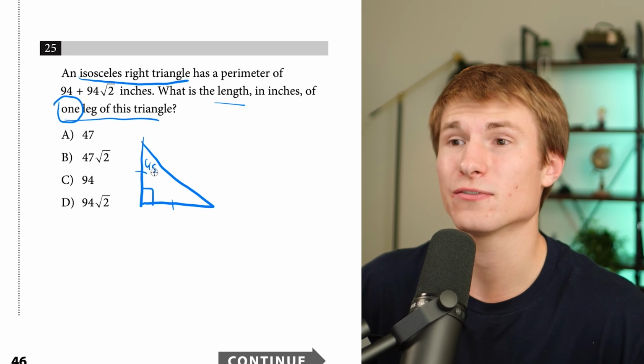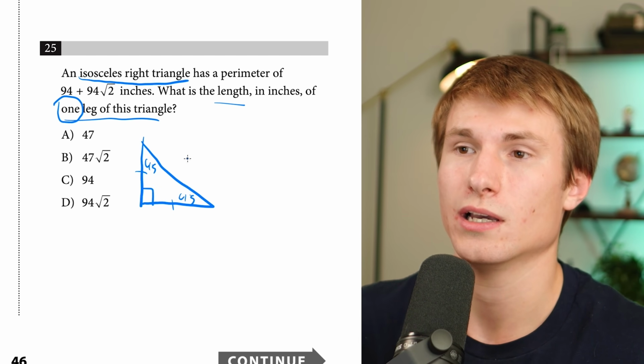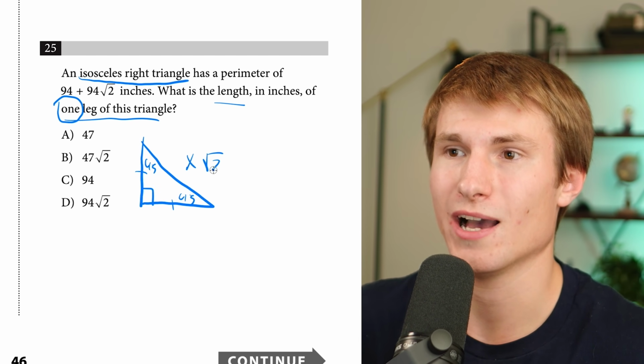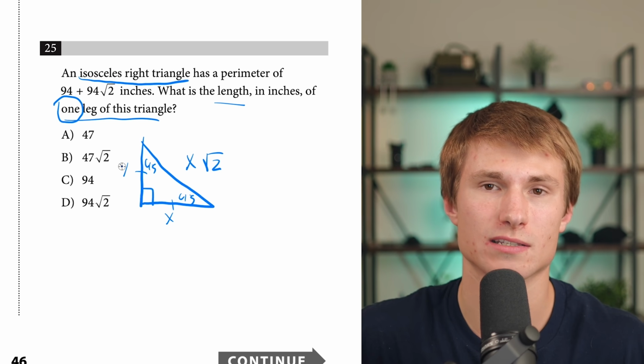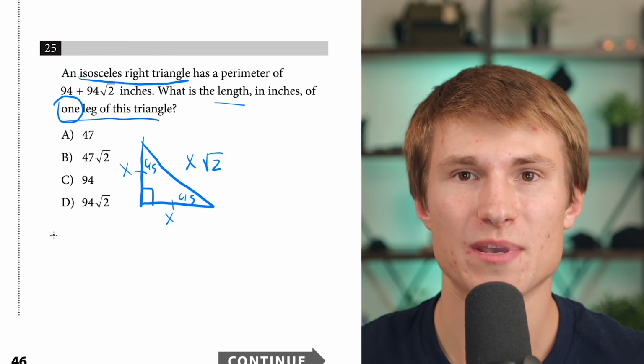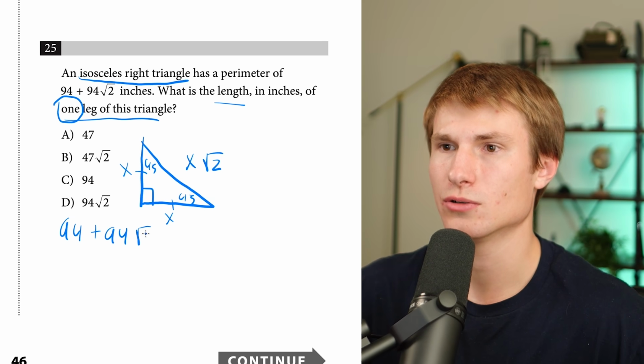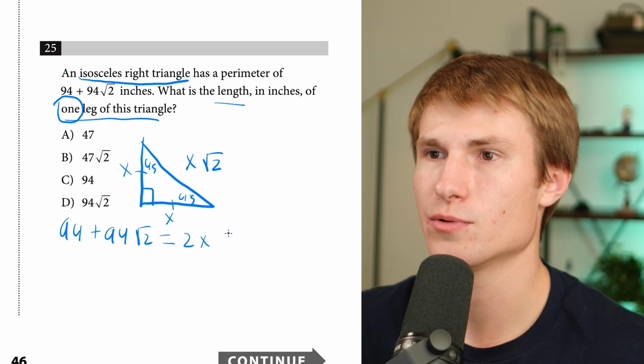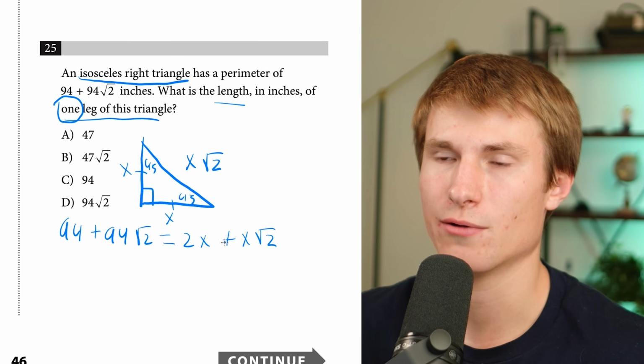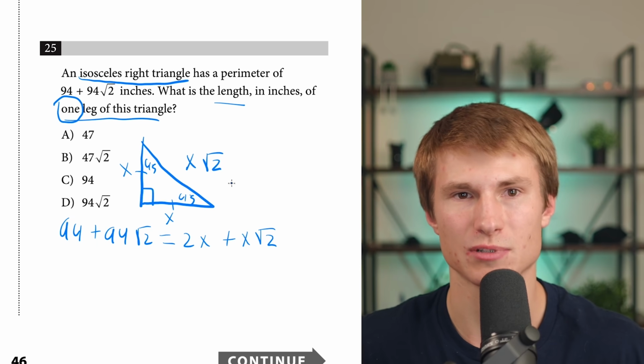Now that means it's going to be a 45-45-90 triangle. Therefore, we know our hypotenuse will be x root 2, where x is the value of one of the legs. From here, let's set up our equation. We know our perimeter is 94 plus 94 root 2. That's going to equal 2x plus x root 2, which we get by taking x plus x plus x root 2.